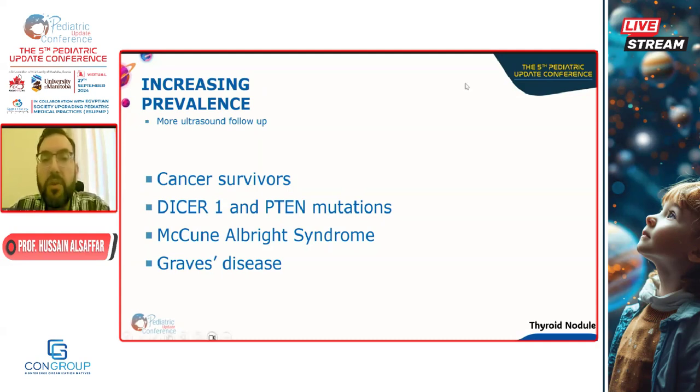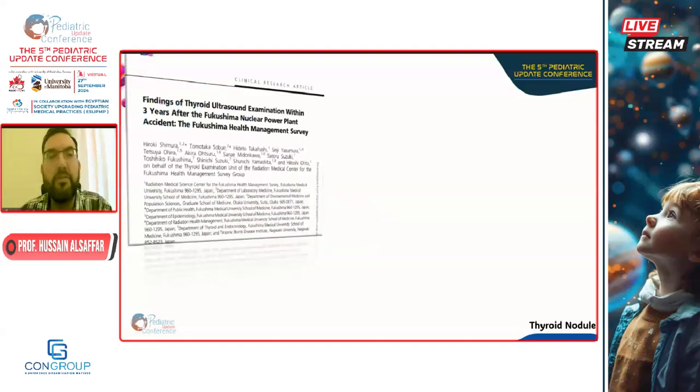Similarly, patients with McCune-Albright syndrome or patients with Graves' disease do have follow-up ultrasounds, and that perhaps is contributing to detecting thyroid nodules secondary to these pathologies, and therefore the cancer afterwards.